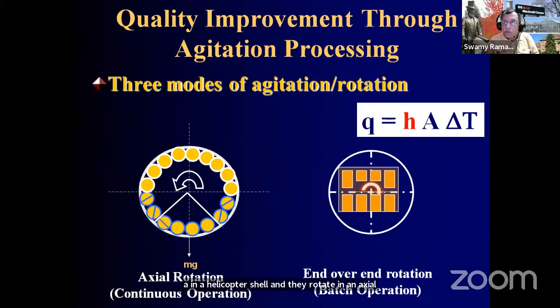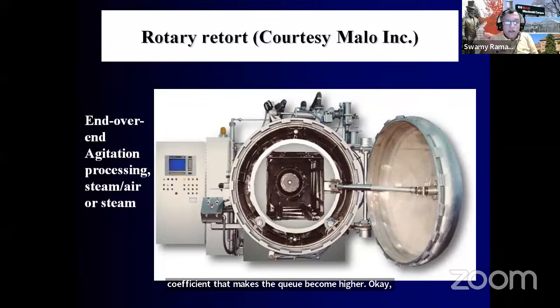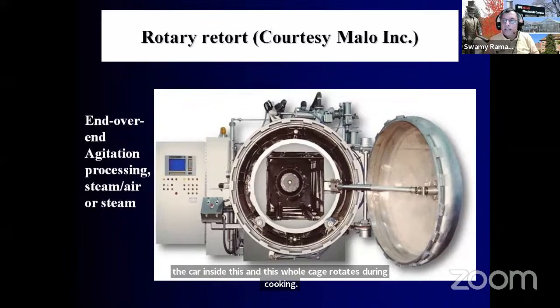Whereas the second one, which is called end over end, the cans are actually locked in a cage and the cage rotates, moving the cans up and down, up and down in an end over end type of agitation. Both of them give you a high heat transfer coefficient that makes the Q become higher. So this is a conventional end over end system where you can lock in the cans inside this, and this whole cage rotates during cooking. It's a batch operation, but it provides end over end type of agitation.